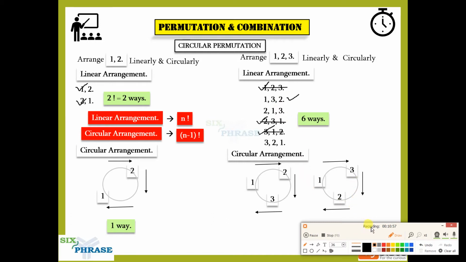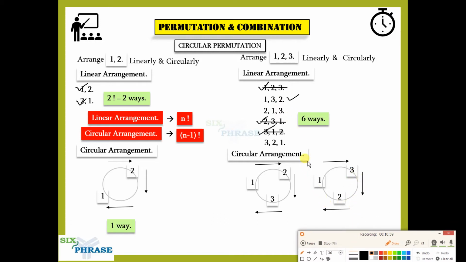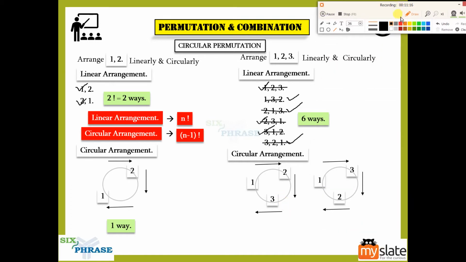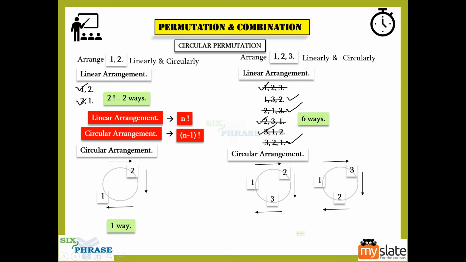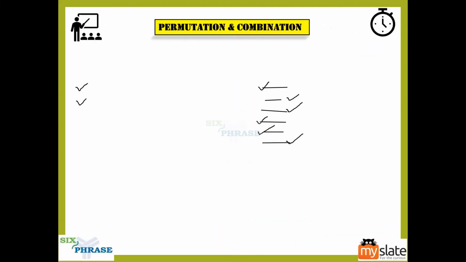Now starting with 3, 3 2 1. So we have a representation for 3 2 1 also. Then 2 1 3. So we have a representation for 2 1 3 also. So all the 6 are represented, and for us to represent the 6 we needed two circular arrangements. Okay, so this is because you needed these two ways, guys.